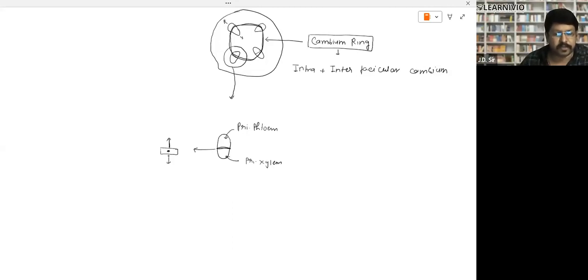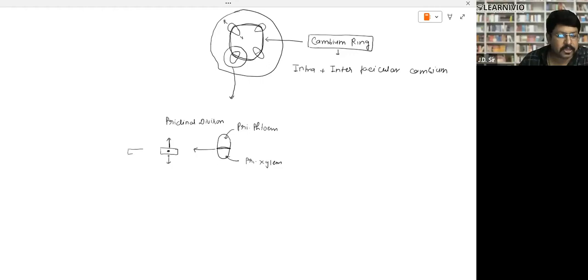What do we call this kind of division? I have already told you. I think you must not be aware of that. What do we call this kind of division when a cell divides this way? Tell me. Nobody will tell. So this is called periclinal division. They can divide this way as well, like this way as well, right? So what will happen?